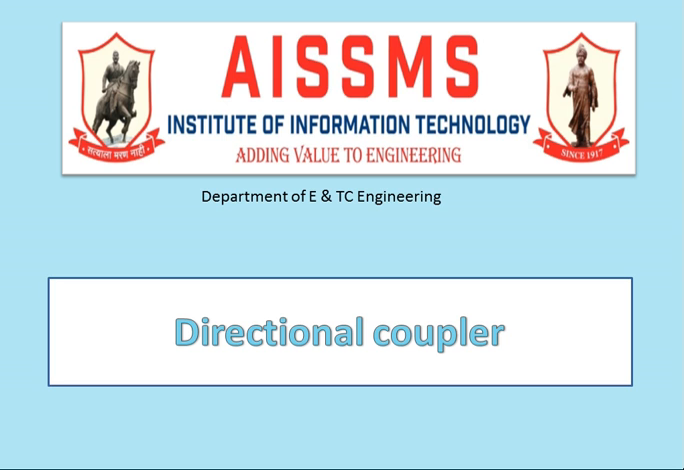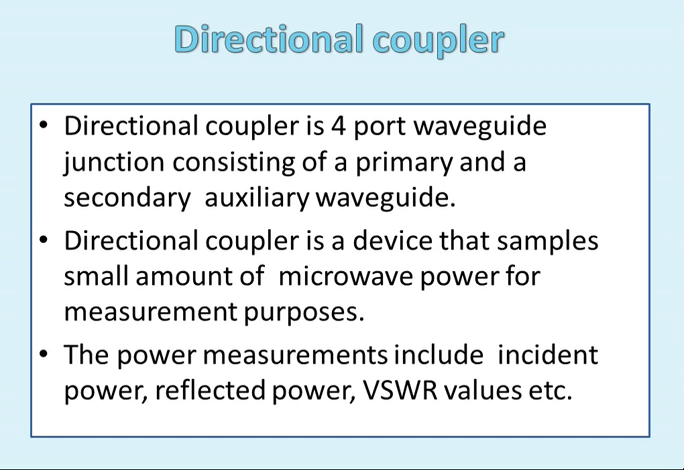I'm going to talk about directional coupler. Directional coupler is a 4-port waveguide junction, consists of the primary and secondary auxiliary waveguide. Directional coupler is a device that samples small amount of microwave power for the measurement purposes. The power measurement include incident power, reflected power, VSWR values.